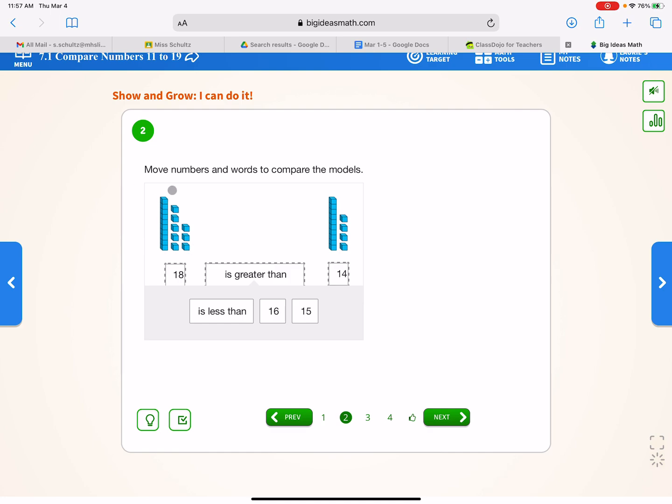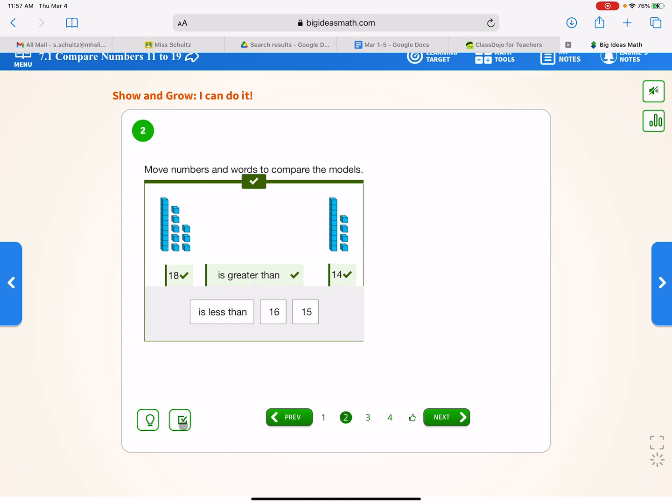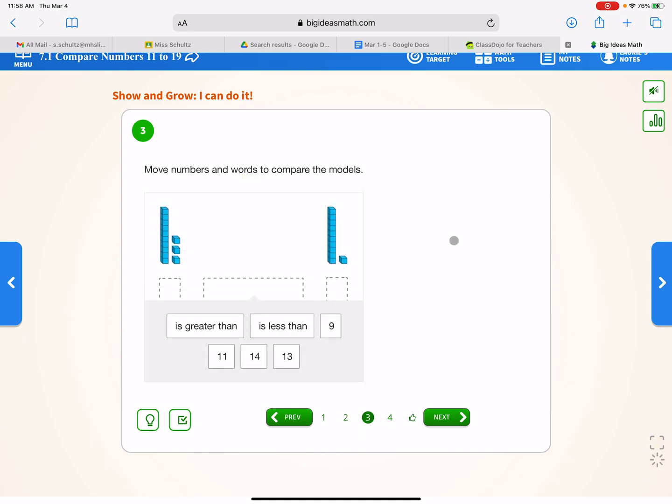Because in this example, this one looks like it has more in it, and it does. But if there's 2 long rods with 1 set of ones, or 1 rod and then 9 ones, it looks like there's more on the side with more ones because there's multiple blocks. But don't let that fool you. But we did that correctly, and let's try number 3.